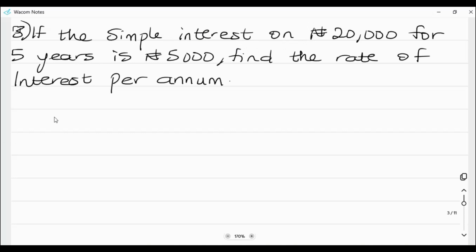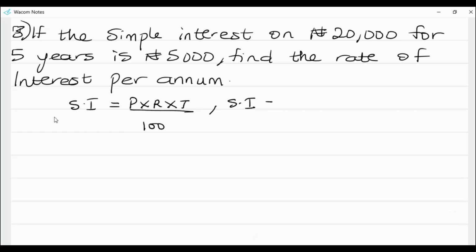And we all know that the formula for simple interest is given as P times R times T over 100. And from this question, if the simple interest on 20,000 naira for 5 years is 5,000, so from this we know that the simple interest is 5,000. Next, for the principal, we know that the principal is 20,000 naira, so we have this to be 20,000, and the years, which is T, is 5 years.